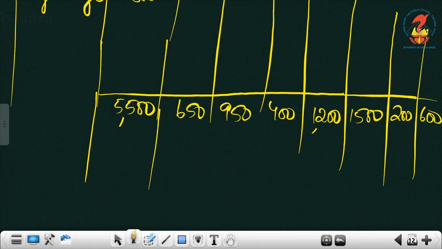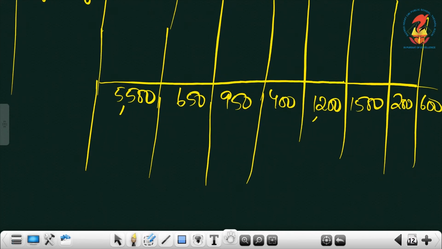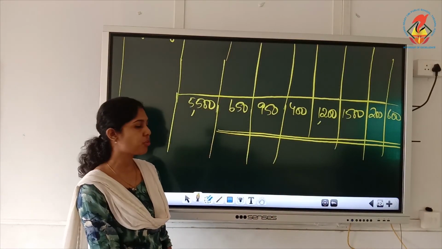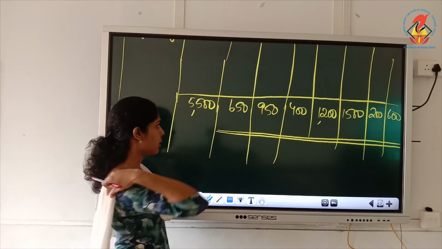6, 7, 1, 2, 3, 4, 5, 6, 7, yes. Then the total payments column. Next, you have to double line these columns, the specific columns which we drew for expenses. You can double line them now.